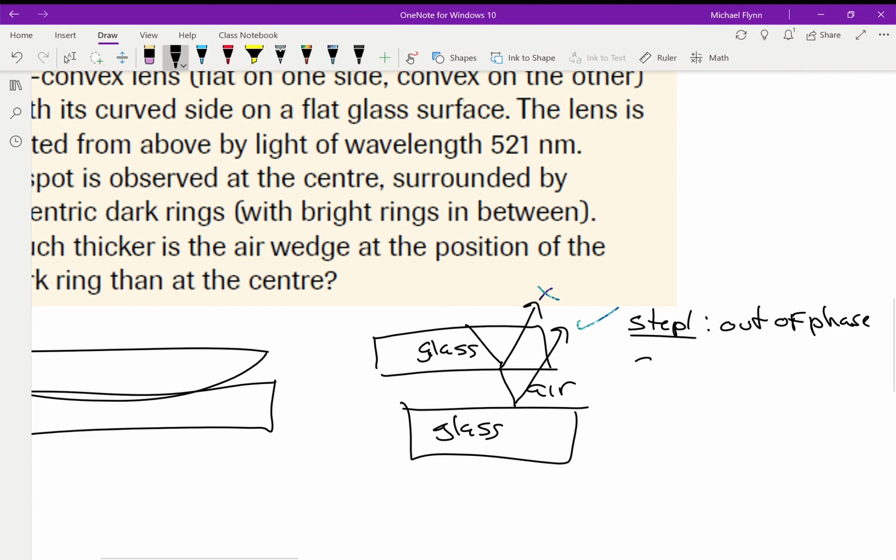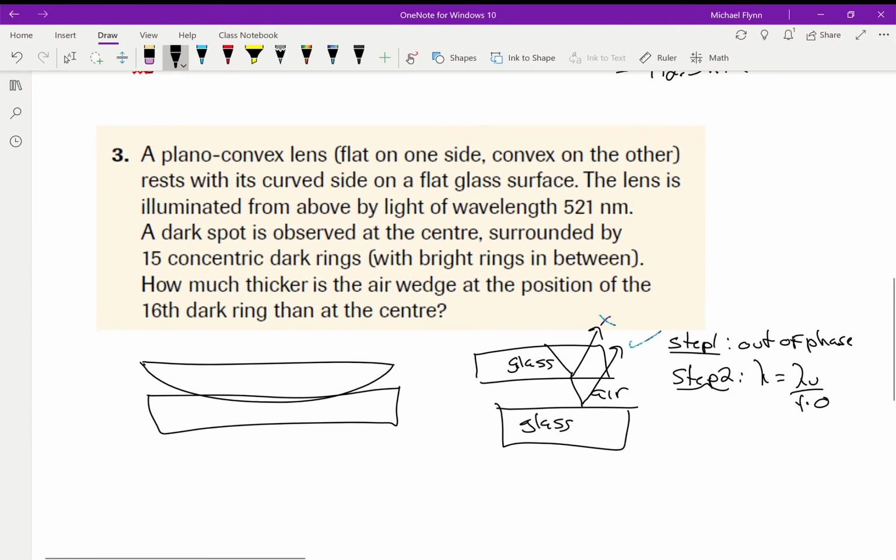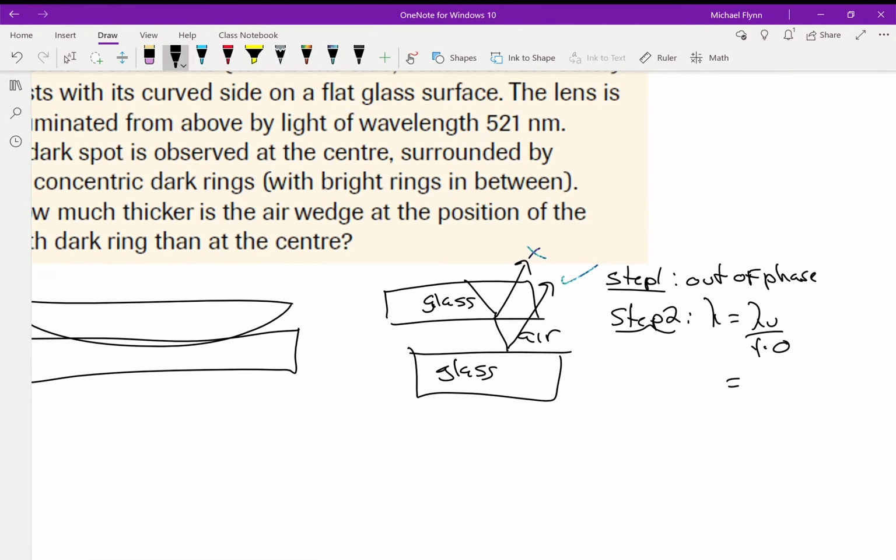Okay, step 2. Let's just get straight to it. It's the same as the last question that we just did. The wavelength equals the wavelength in the vacuum divided by 1.0. What color? 521 nanometers. I'm sorry, that looks like a weird number. 1.0. That's 500 nanometers. Okay, so that's all good.